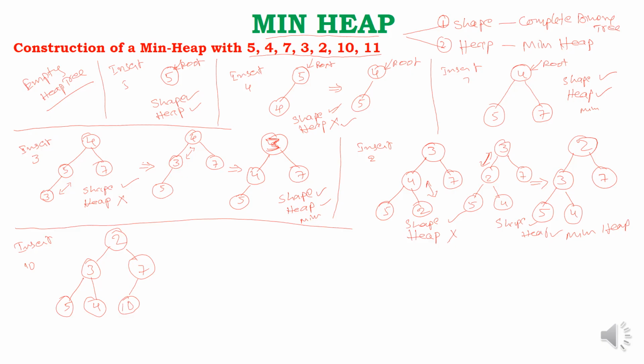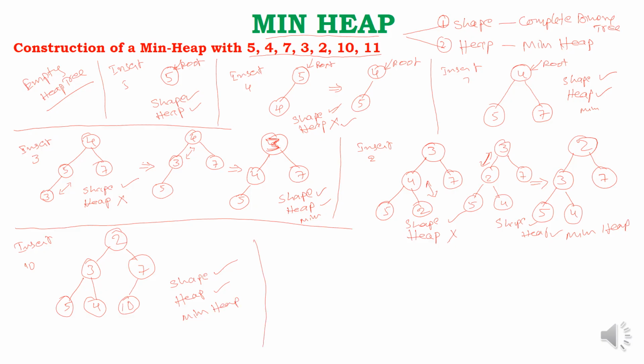So 10 is inserted. Now check whether it is satisfying shape property. Yes, it is a complete binary tree. Then what about heap property? It should be a minimum heap. Is it satisfying minimum heap? 2 is less than 3, 2 is less than 7. What about 3? 3 is less than 5, 3 is less than 4. What about 7? 7 is less than 10. So all the elements they satisfy heap property also. So this is a min heap.